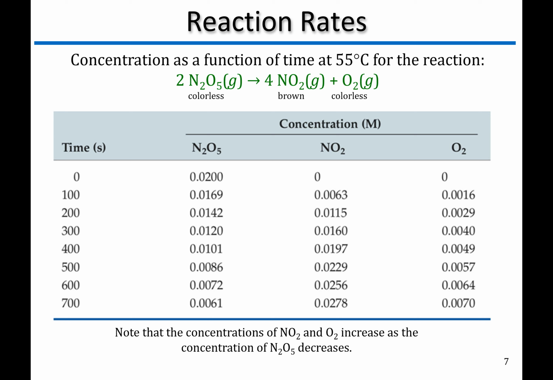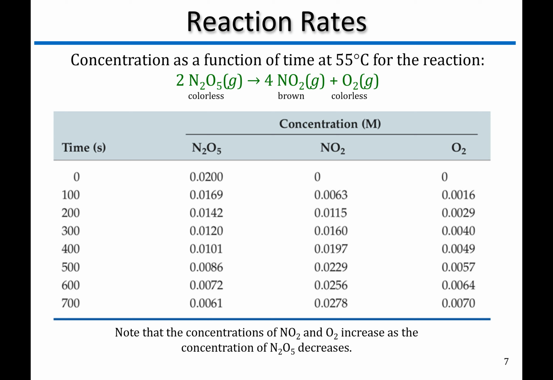There are different ways to measure concentrations within a reaction. If you have a colored species, you might use a spectrometer to measure that. But there are other ways to measure concentration as well. Right now, that's not so important. Just understand that we've measured the concentrations of our reactants and our products over time, and these are given in molarity.